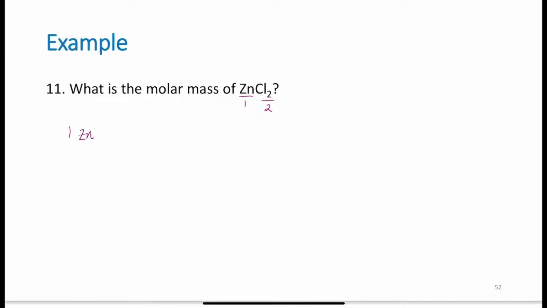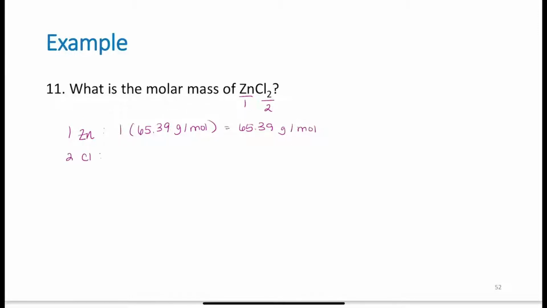So I've got 1 zinc, 1 times 65.39 grams per mole. Again, I'm getting that 65.39 grams per mole directly from my periodic table. This equals 65.39 grams per mole for the zinc.